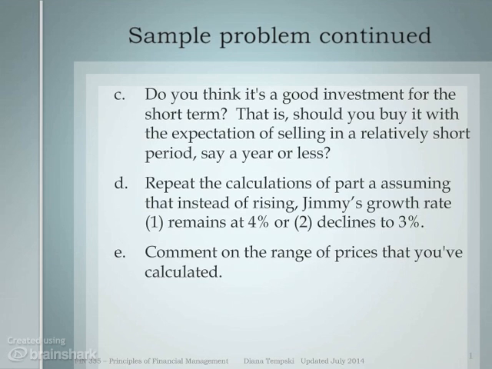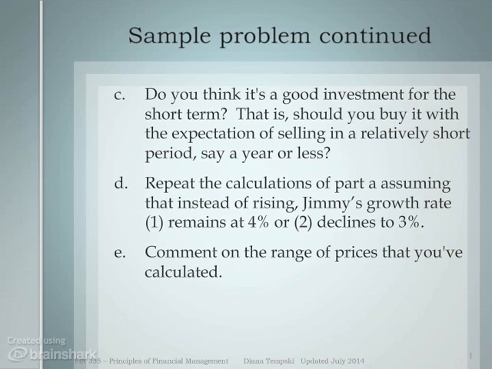Questions D and E we'll explore in the next slide. So D says, repeat the calculations of part A, assuming that instead of rising, Jimmy's growth rate remains at 4% or declines to 3%. And then E, comment on the range of prices you've calculated.